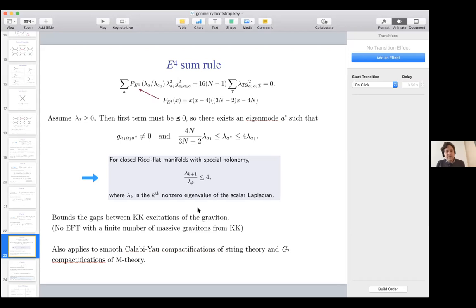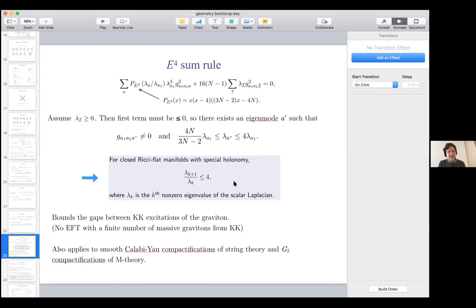So in particular, this tells you that you can't really make out of a Kaluza-Klein theory like this an effective field theory that has a finite number of massive spin 2s, a finite number of massive gravitons. Because to make an effective field theory with a finite number of massive gravitons, I need there to be a parametrically large gap in the spectrum so that I can integrate out massive stuff and be left with just some finite number of modes with some parametrically controllable gap that will set the scale of the effective field theory. So this says you never have that.